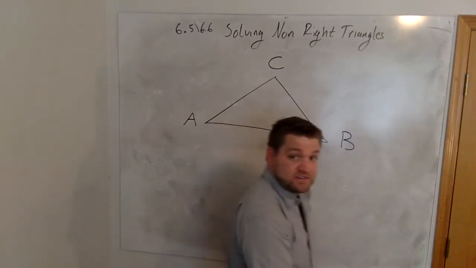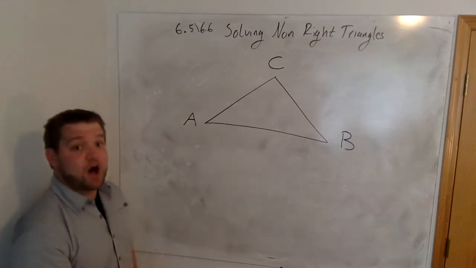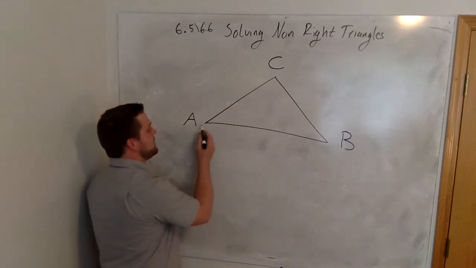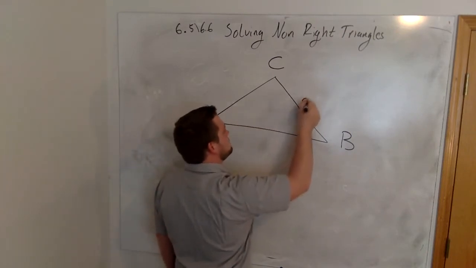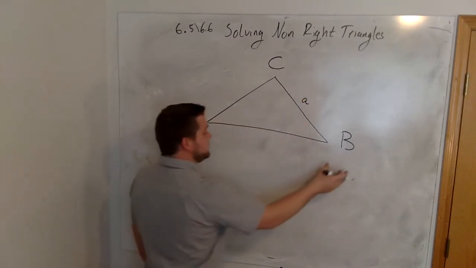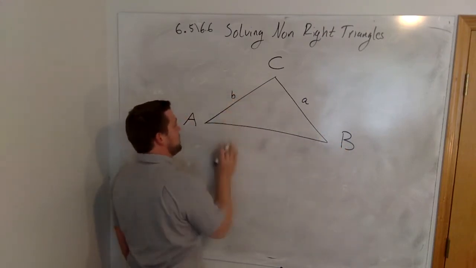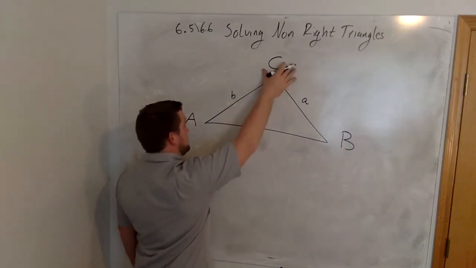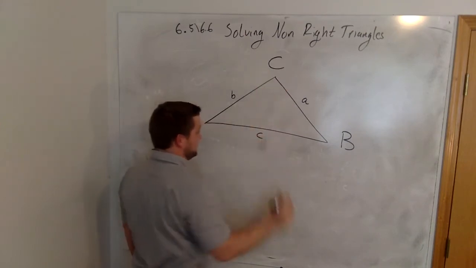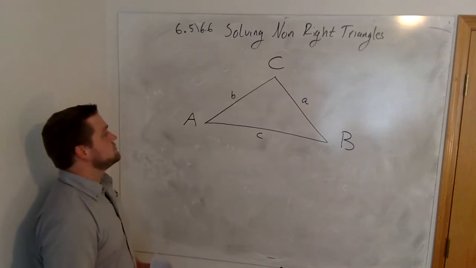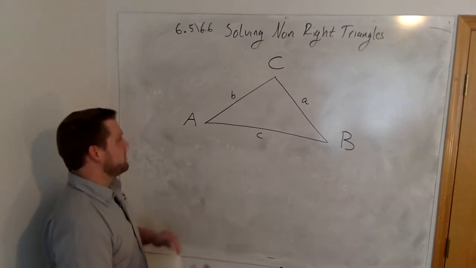We use lowercase letters for side lengths. And we always think about the side that's opposite to an angle. So if this is angle A, what I would call its opposite side, I would call side a. If this is B, the side that's opposite to it, I'll write as b. If this is angle C, the side opposite to angle C is what we'll call side length c. So capital letters are angles, lowercase letters are sides.